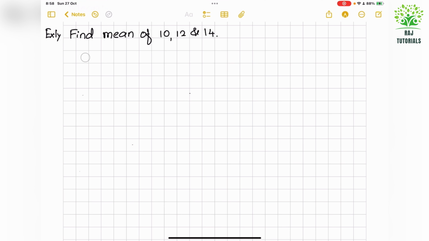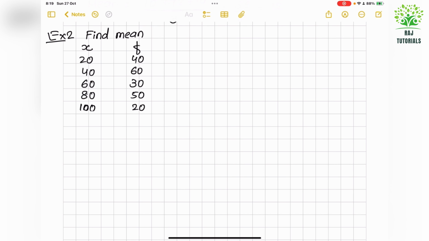Now here, to find the mean, the formula of average is the sum of all the numbers divided by the number of observations. So 10 plus 12 plus 14. Three numbers are there, so I will divide by 3. So 36 by 3, my mean will be 12.